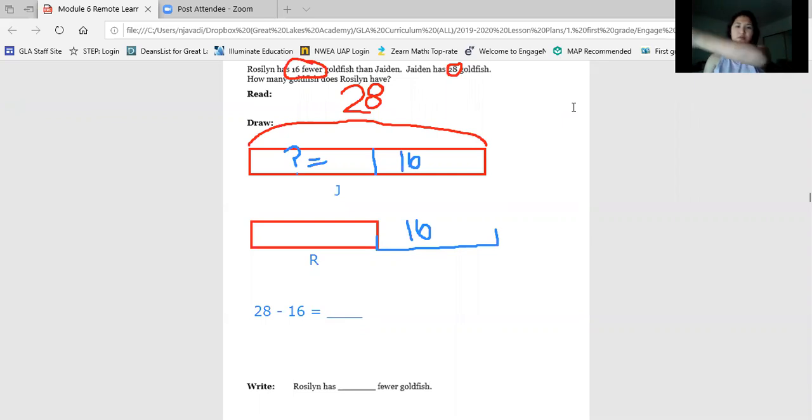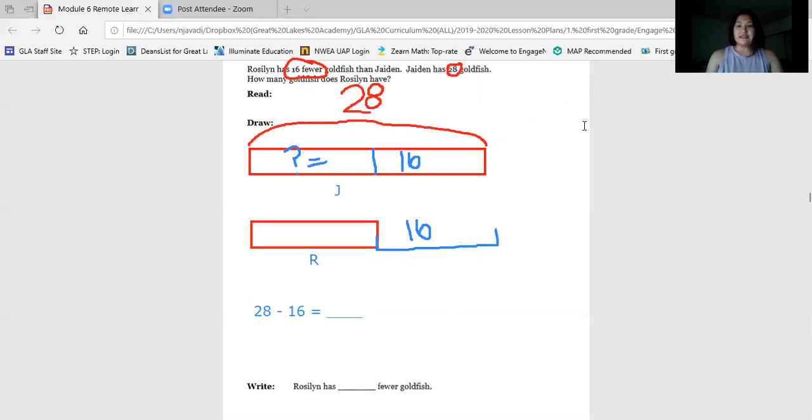Get ready. 28, 27, 26, 25, 24, 23, 22, 21, 20, 19, 18, 17, 16, 15, 14, 13, 12. Great, that was 16 times. That is kind of tricky because you have to make sure that you count down only 16 times and not more and not less. If you like to solve a different way, that's okay too.